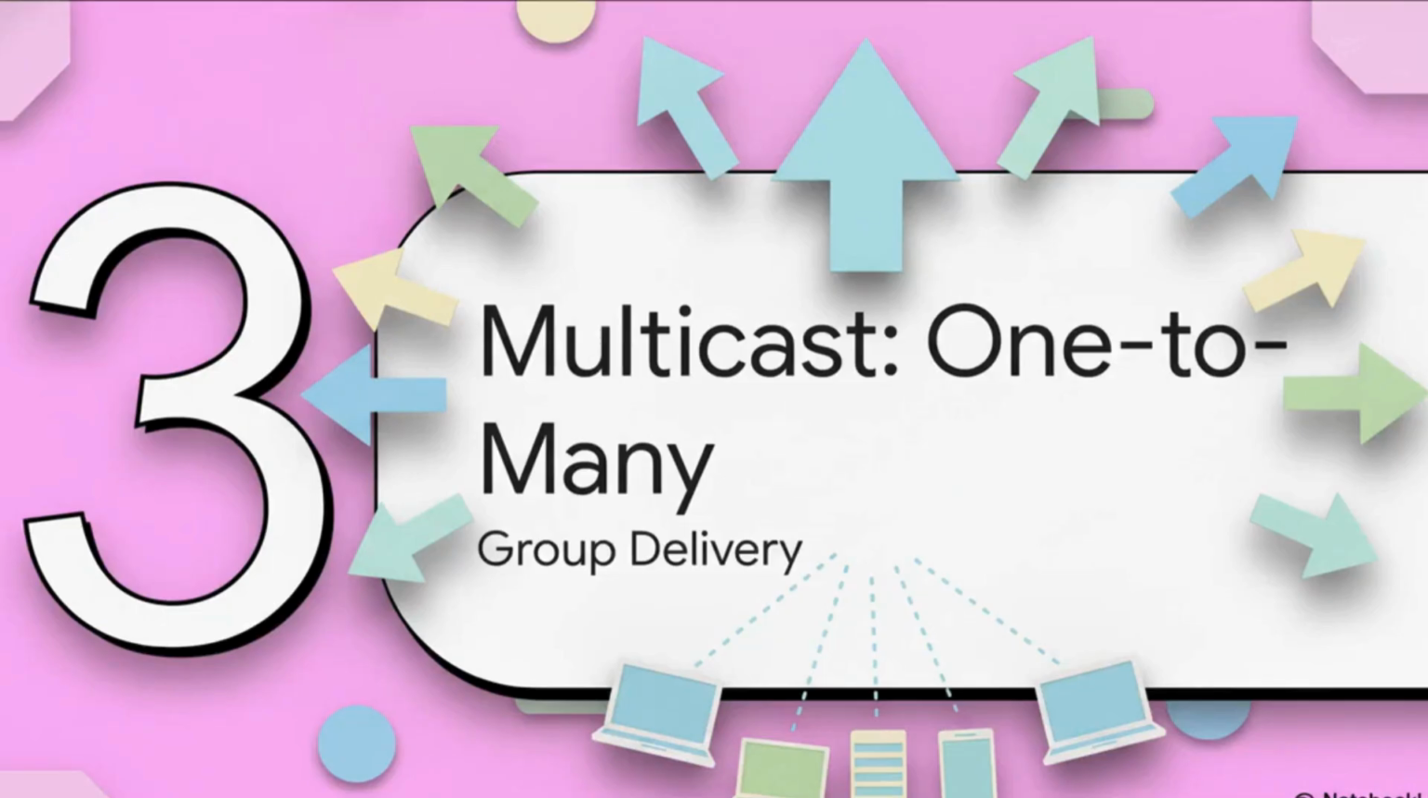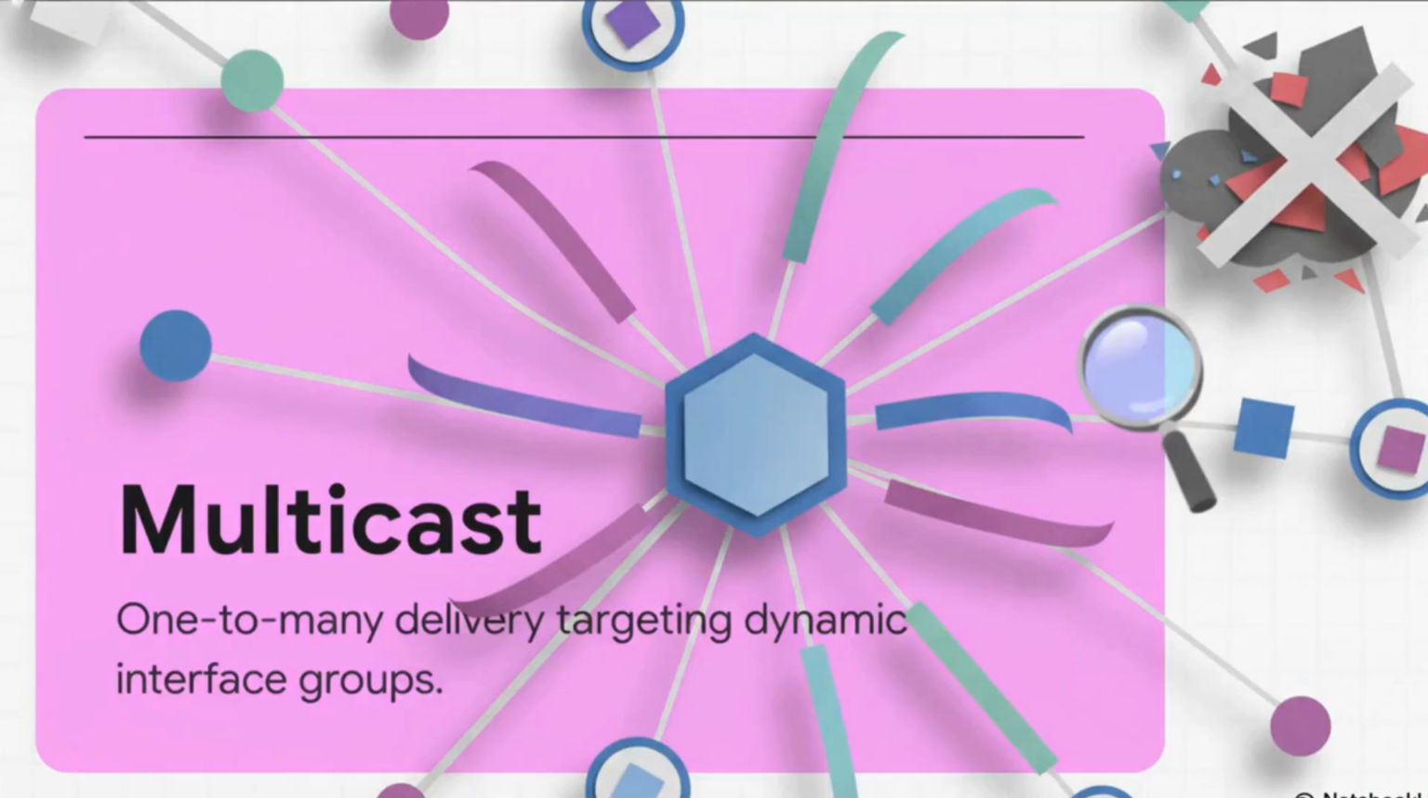Okay, Section 3, Multicast, or one-to-many communication. Now, Multicast is our one-to-many delivery system, and it was designed specifically to cleanly replace those outdated broadcast methods we talked about earlier. Instead of forcing traffic onto literally every device, Multicast targets a dynamic group of interfaces, and those are usually spread across completely different physical nodes. Devices actively subscribe to these multicast groups if they actually need the info, and they completely ignore the traffic if they don't. It's brilliant.